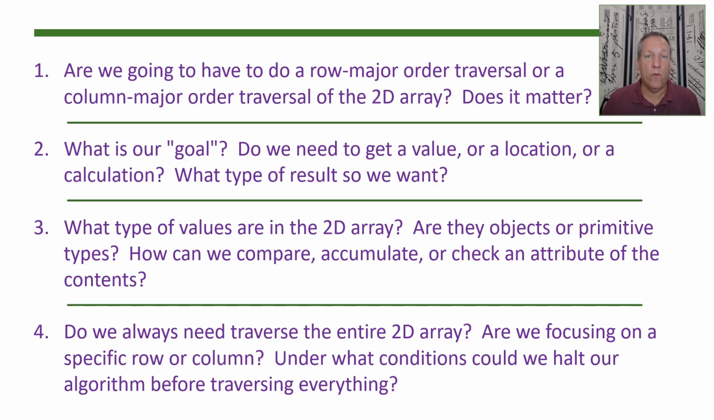And when doing the algorithms, we want to determine things like, do we need a row major order traversal or a column major order traversal? What is our goal? What type of results do we want? Are we modifying the array perhaps? What types of values are in the array? Are they objects or primitive types? And do we always need to traverse the entire 2D array, or are we looking at a specific row or column? And under what conditions could we halt our algorithm before traversing everything?